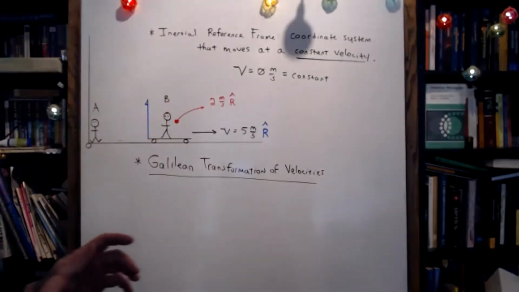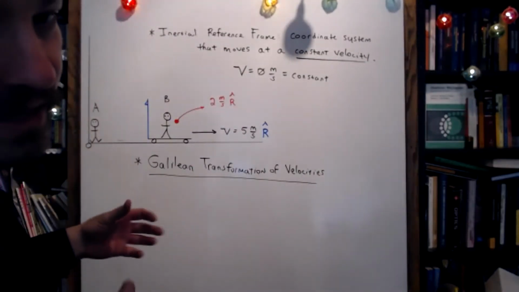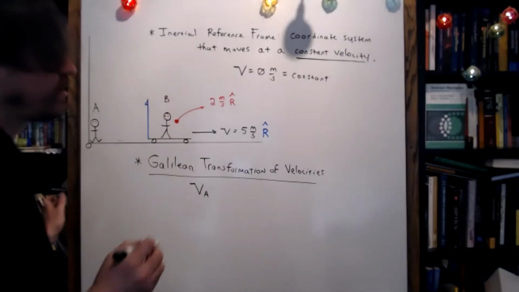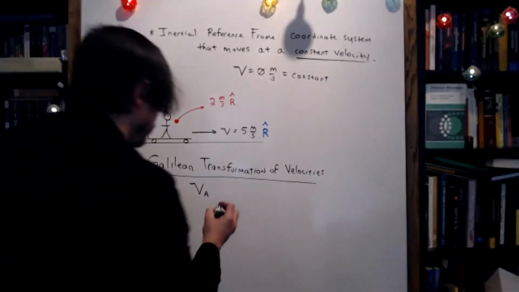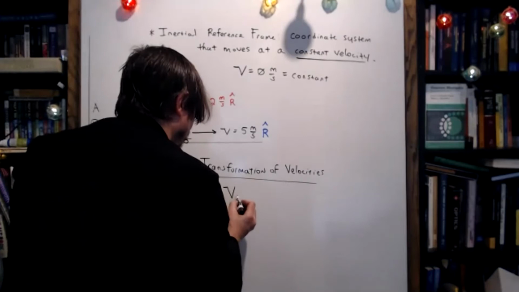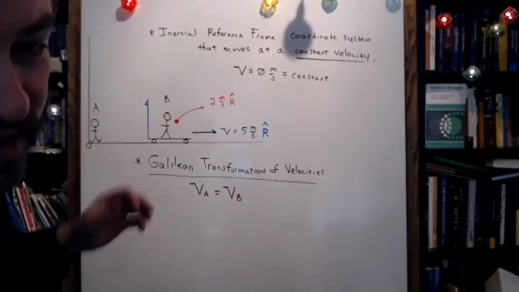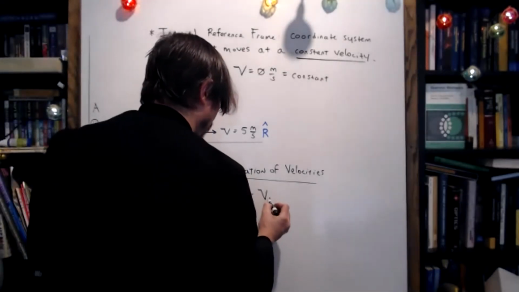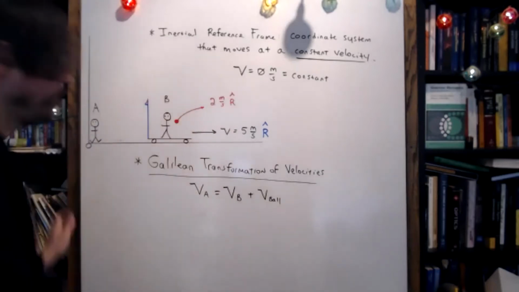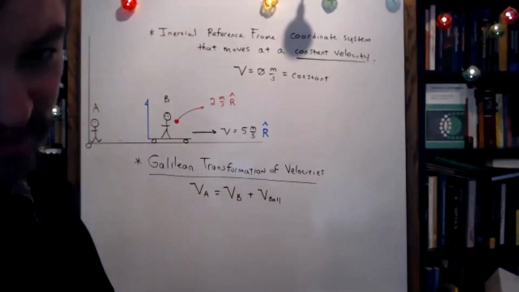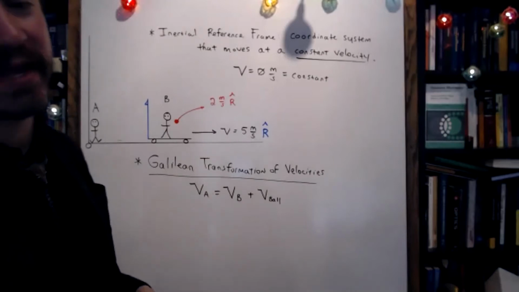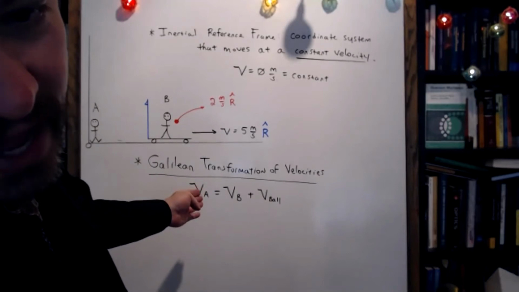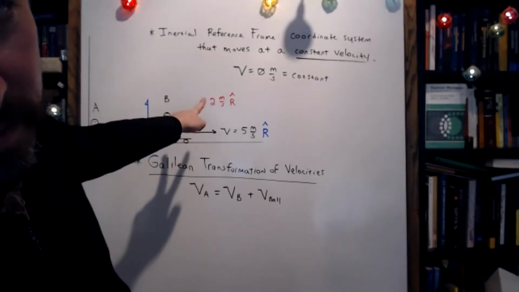The Galilean transformation of velocities could be symbolically written like this. The velocity of the ball, according to observer A, is the velocity of the skateboard B plus the velocity of the ball. These are vector quantities, they have direction as well as magnitude. In other words, the speed of the ball according to A will be the speed of the skateboard plus the speed of the ball.